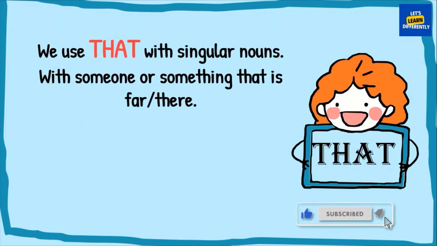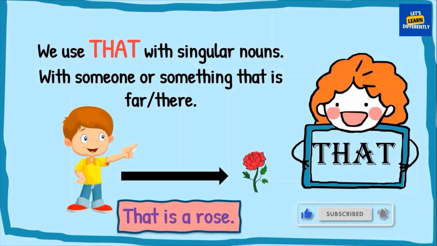That. We use that with singular nouns when something or someone is far or there. That is a rose. You can see in the picture, the rose is far from the speaker. So we say that is a rose.